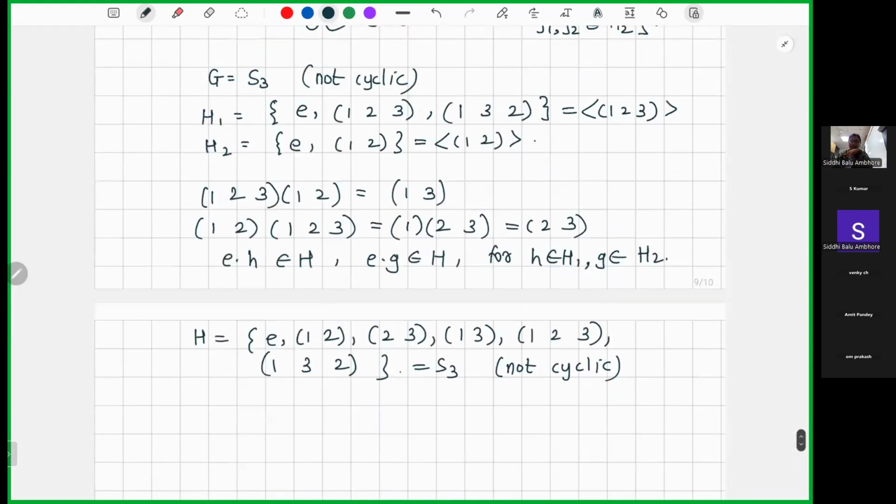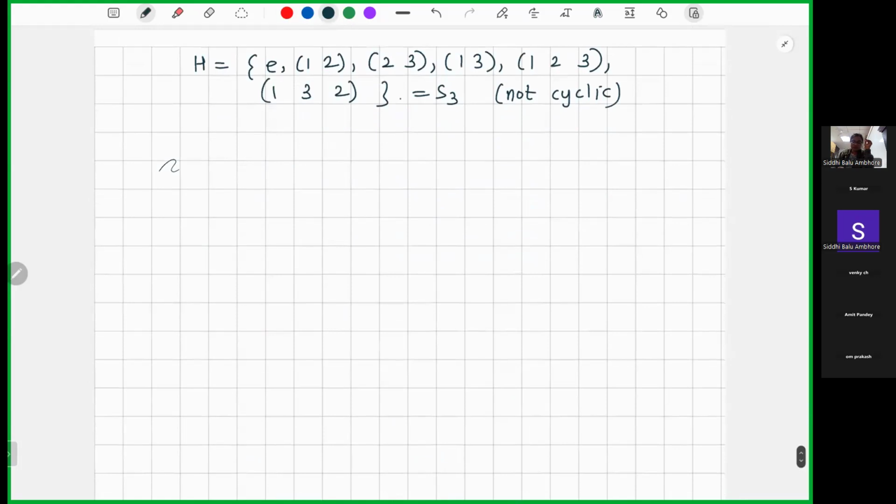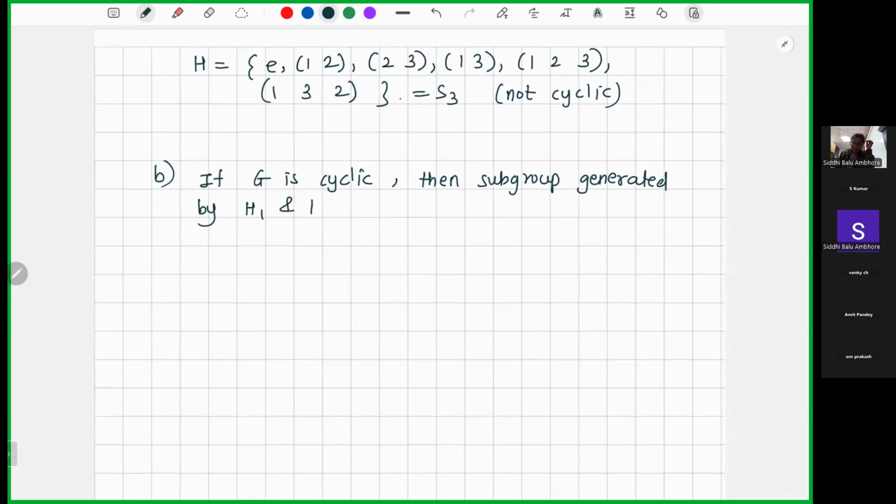Now the B part says that if G is cyclic, then the subgroup generated by H1 and H2 is cyclic. So the B part: if G is cyclic, then the subgroup generated by H1 and H2 is cyclic. Any guesses here?